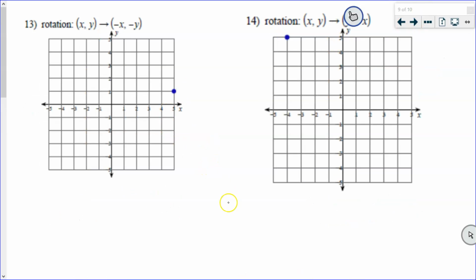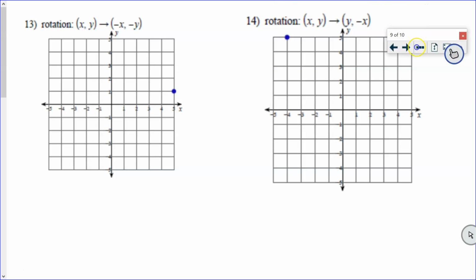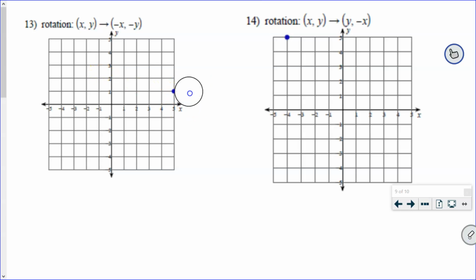Let's move on to our rotations. Rotations are a little bit trickier. But as long as you go nice and slow and follow the steps that we built yesterday, you will be successful with them. So here we have a point. I'm just going to call it S. You can call it whatever you want to call it.